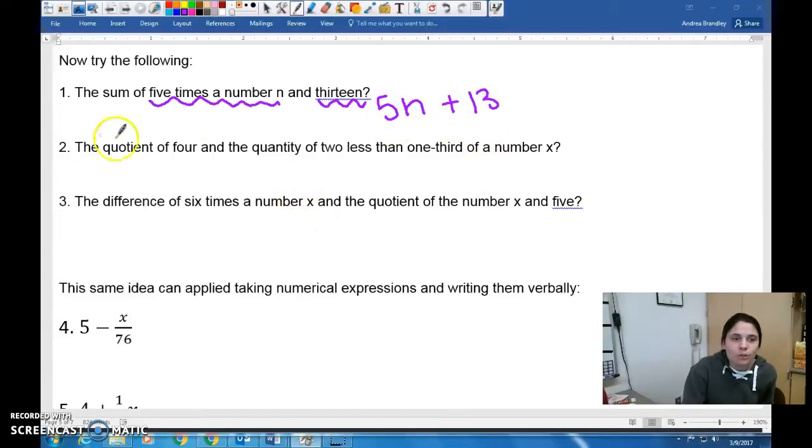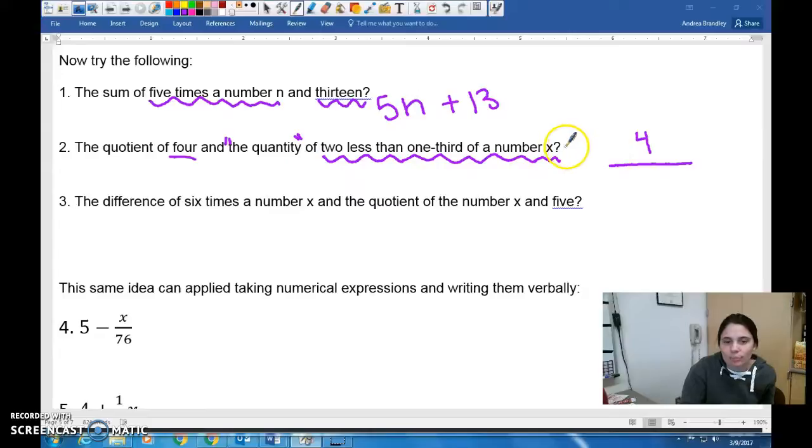And then number 2, I start with the quotient, and we just talked about how that's division and it's easiest to write in fraction form. So it's the quotient of 4. Well, that's easy enough, so let's start with a 4. And so the quantity, this phrase is just letting me know that everything right here is all together. So my 4 goes on top, and then this whole section is going to go on bottom.